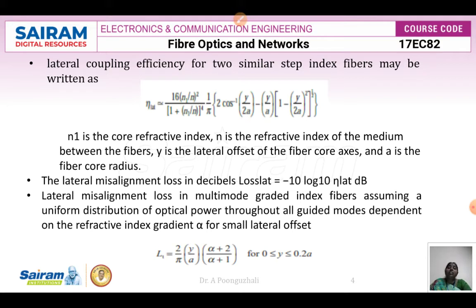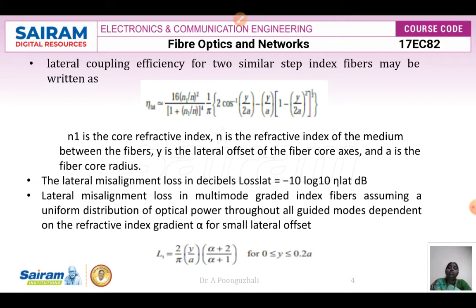Here n1 is the core refractive index, n is the refractive index of the medium between the fibers, y is the lateral offset of the fiber core axis, and a is the fiber core radius. The lateral misalignment loss in decibels is minus 10 log to the base 10 of the lateral efficiency. That was for a single step index fiber.